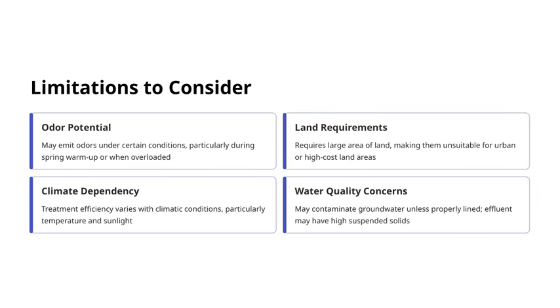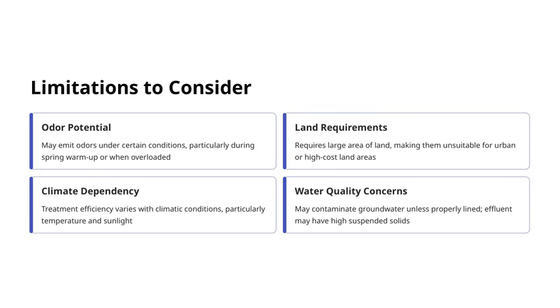Now, let's look at some of the limitations to consider with this treatment method. First, odor potential is something to keep in mind. It may emit odors under certain conditions, especially during the spring warm-up or if the system becomes overloaded. So, managing odors is an important aspect of operation. Next, land requirements are quite significant. These systems need a large area of land, which makes them less suitable for urban environments or areas where land costs are high. It's something to consider when planning for implementation.